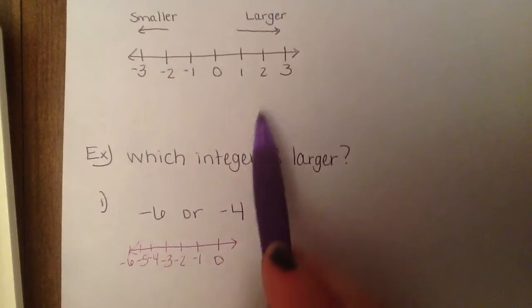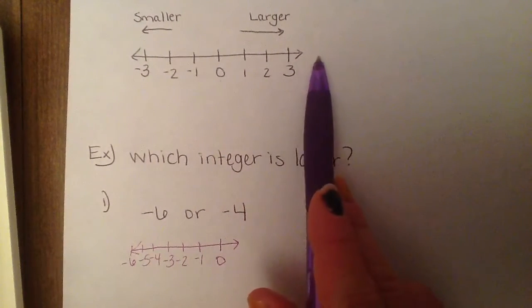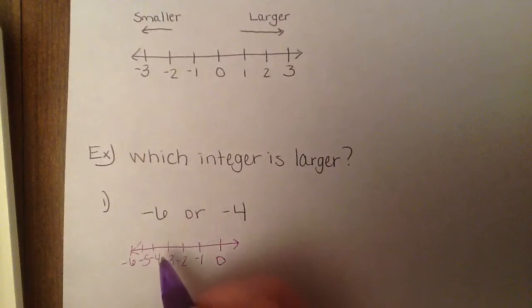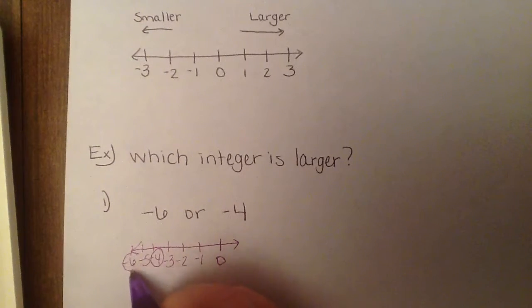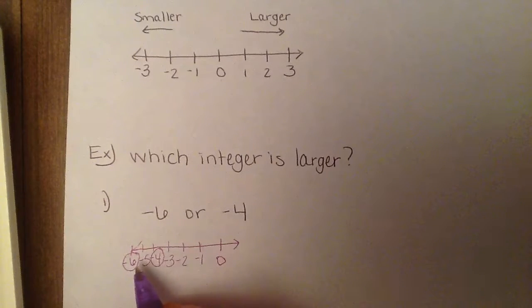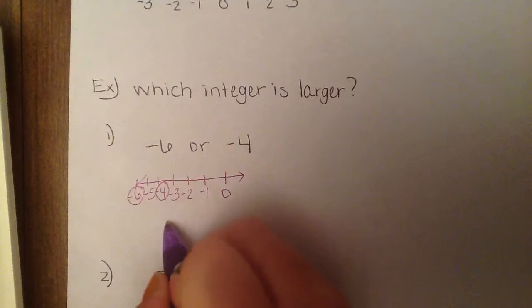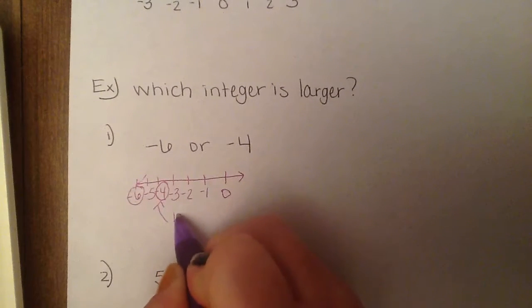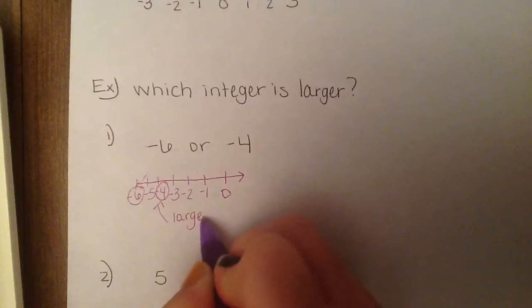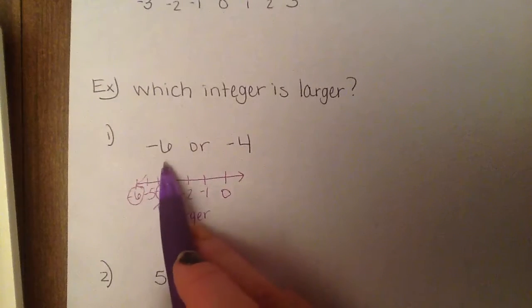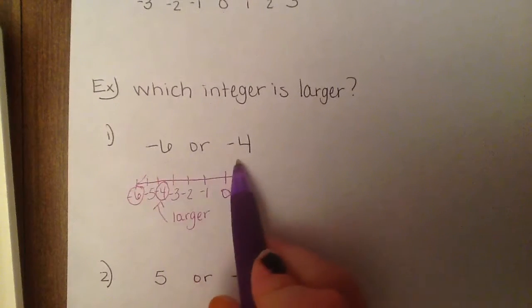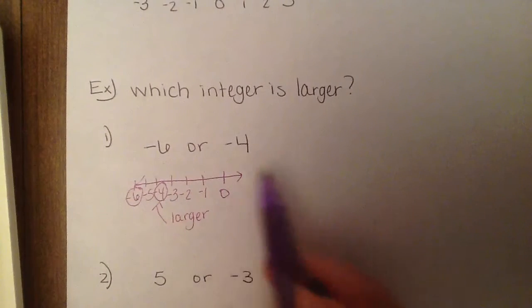I know from before that the one to the right is the largest one. So if I find -4 and -6, which one is to the farthest right? Exactly, -4 is to the right, so -4 is the largest. Thus, -6 is the smaller of the two, and -4 is the larger one.